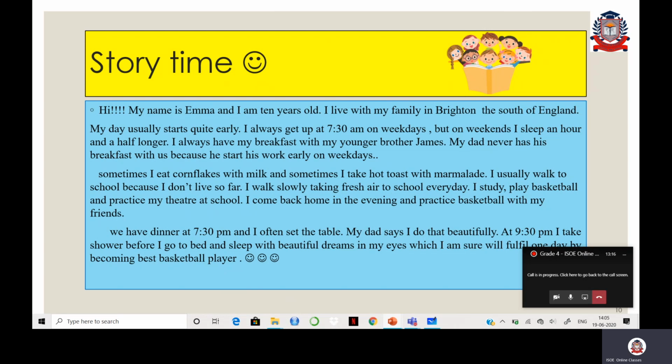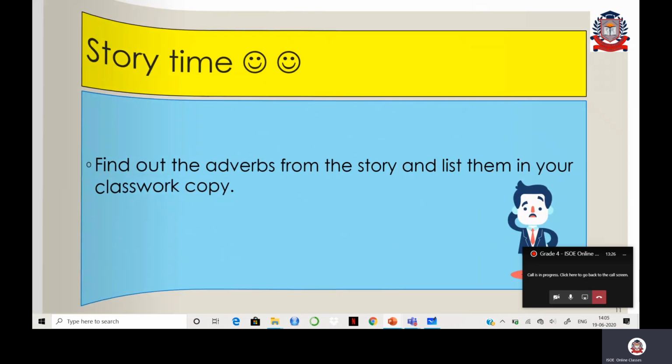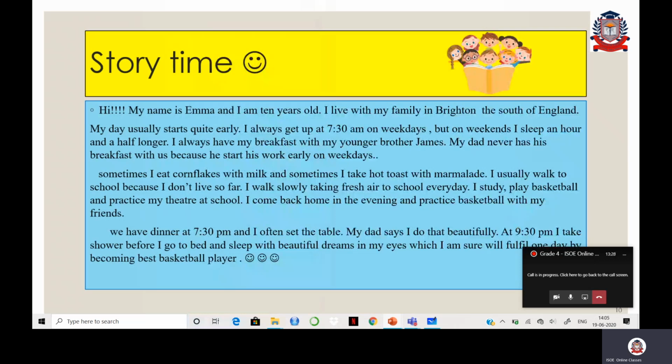So see, we have used some adverbs here, children. I want you all to pay attention and find out the adverbs from the story and list them in your classwork copy. Now, children, I'll be sending you these notes. At that time, I want you to see this story and you will take your copy and your pencil in your hand, and you will start writing it.